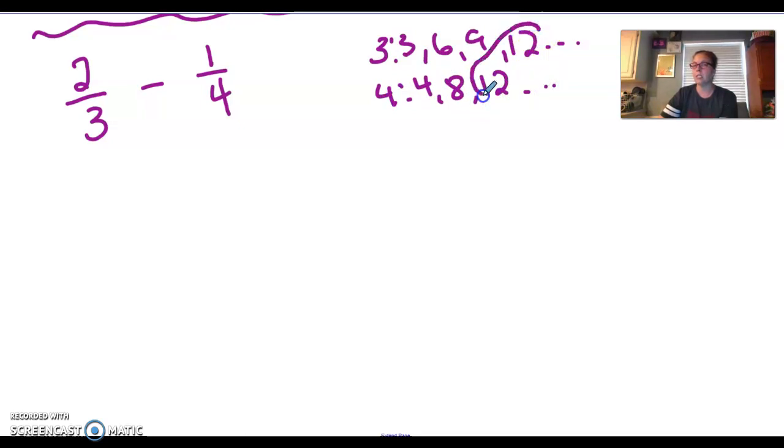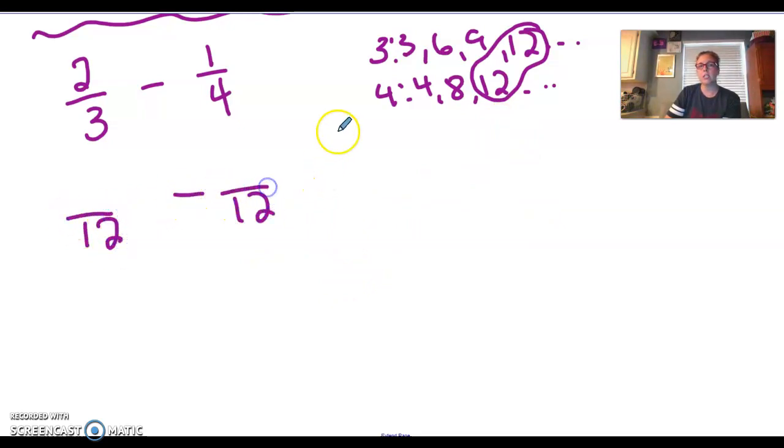Now we have one that matches, and it's the smallest one. They have others that match, like 24, but we don't want that. You can use it, but you'll have to simplify more. So we're going to use 12 as our denominator. Now, some teachers teach it where you do it vertically. That's fine as well. However you remember being taught in 5th grade is fine with me.